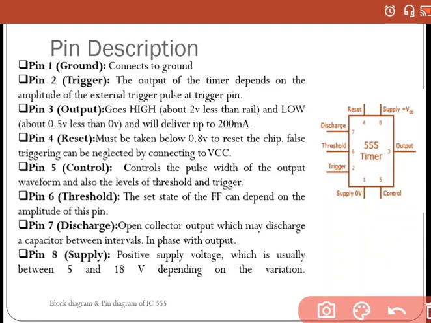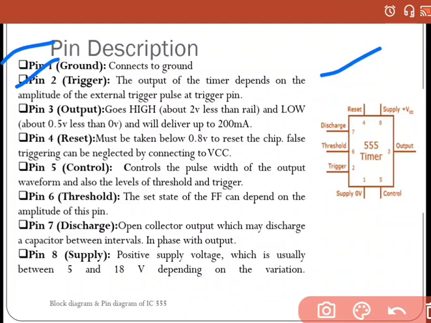Now in the previous slide, it was the pin diagram. Now at the right hand side, it is the block diagram of IC555. When you are drawing a circuit, you use this block diagram for convenience. Now there is a brief description of the pins. Pin 1 is connected to the ground. Pin 2 is the trigger pin. The output of the timer depends on the amplitude of the external trigger pulse at the trigger pin. So this trigger pin is very important for generating the output of this IC555 timer.